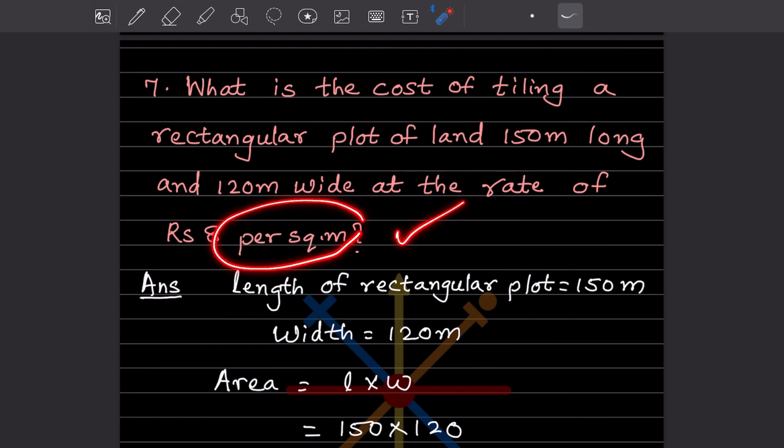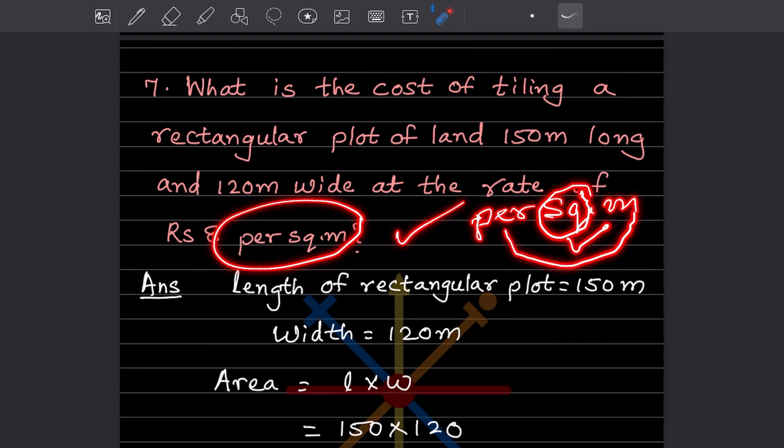So whenever it is given per square meter, just see here, you have to concentrate on this square. Whenever the word square is used, keep this per at the side. The square means you have to find the area. If it is perimeter, it can be in meter, centimeter, inch, and so on. That doesn't matter. But this square means that it is the area. And if the perimeter is given, it will be per meter or centimeter, whatever it is.